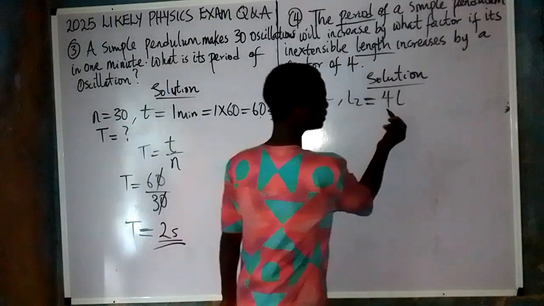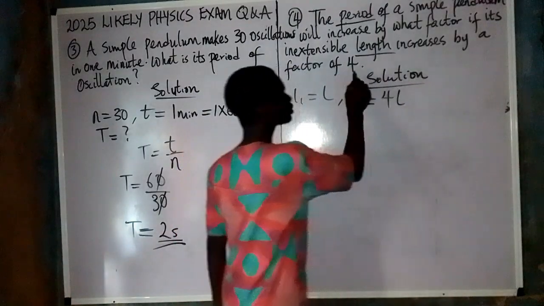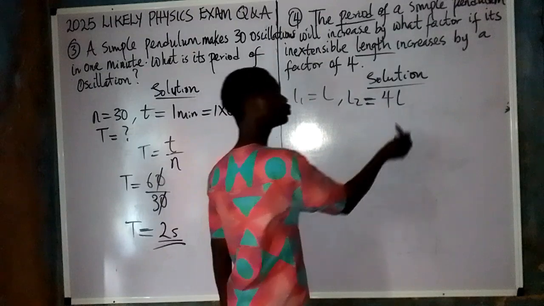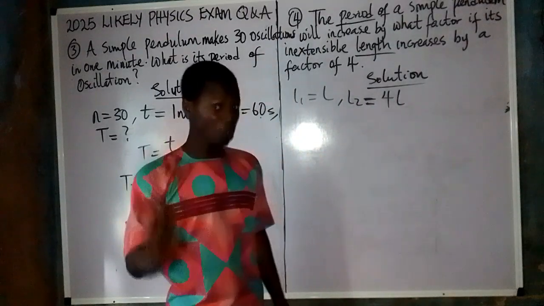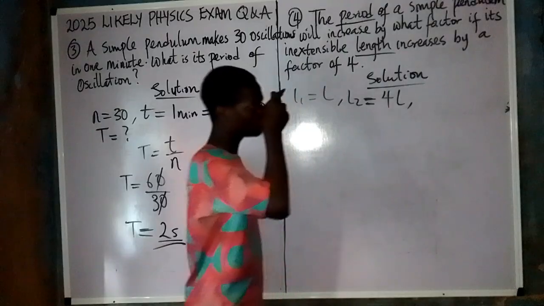In this case, it is the factor that will be in front. So when they said the length increased by a factor of 4, it means in front of the initial length, we introduce a number which is what? 4. Now this will be our L2.